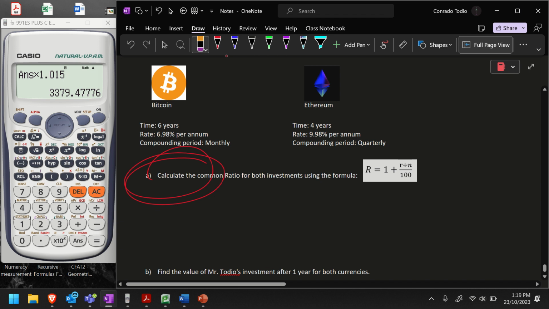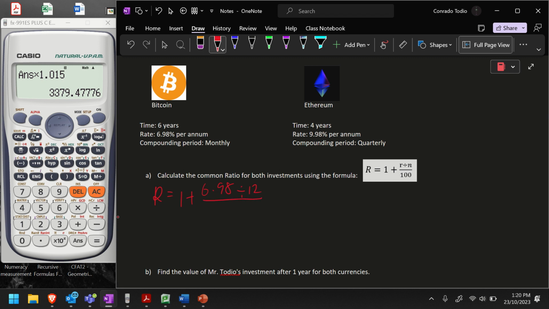So the question is, we need to find the common ratio, guys. So I'll do the Bitcoin in red and then Ethereum in blue. According to this, use the formula. So it's going to be R equals 1 plus. Now, can anyone tell me what's the rate for Bitcoin? Beautiful, 6.98. And how many times is it compounding? 12 times, because it's monthly. Good. Divided by 12. And then divided by 100.